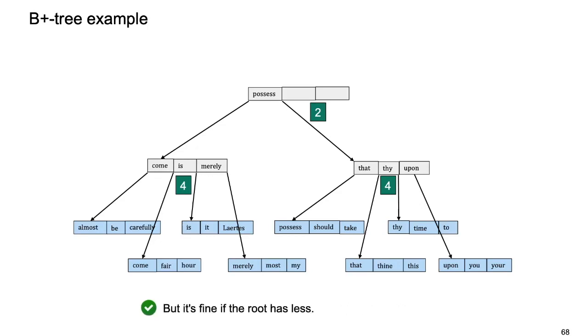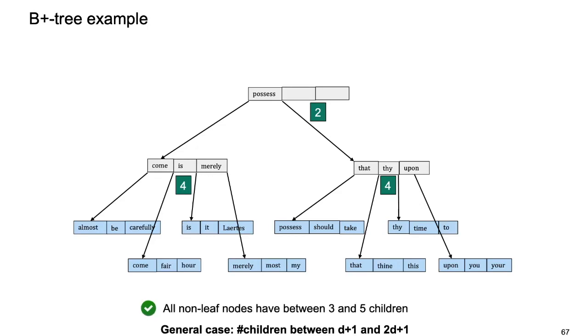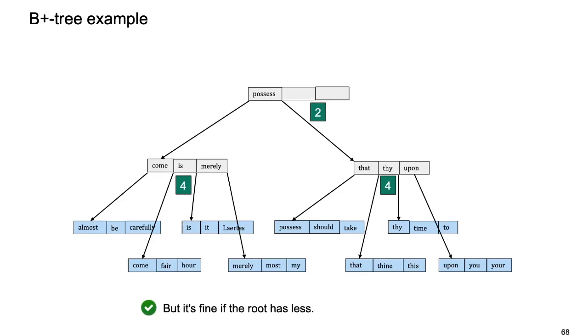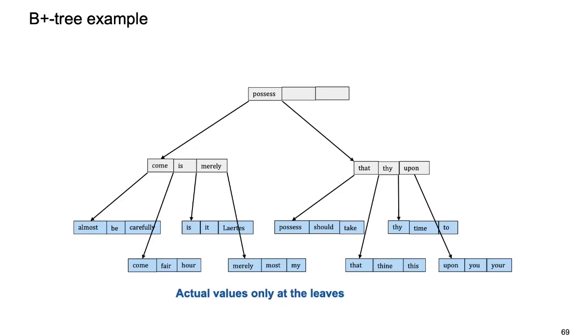But there is an exception. The root is the only node that is allowed to have less than D plus 1. In that case, less than 3, it has 2, and that's fine, right? That's the only exception. Every other node has to have between 3 and 5 children.